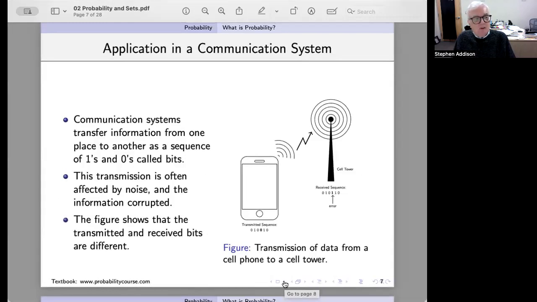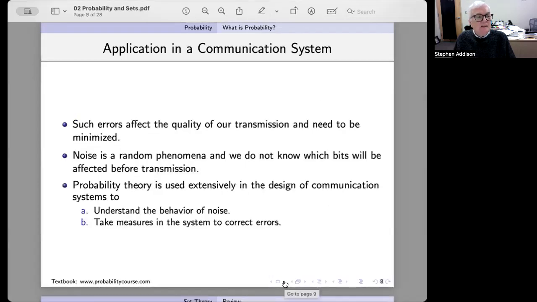And it gives some examples. In fact, the first example is about a communication system where a phone transmits one sequence, the receiver receives a different sequence, and basically then we need to figure out how to minimize errors like that in communication systems, and we introduce the idea of noise. Essentially, probability is used to analyze noise, and it's also used for error correcting schemes, which are things that we'll talk about later.